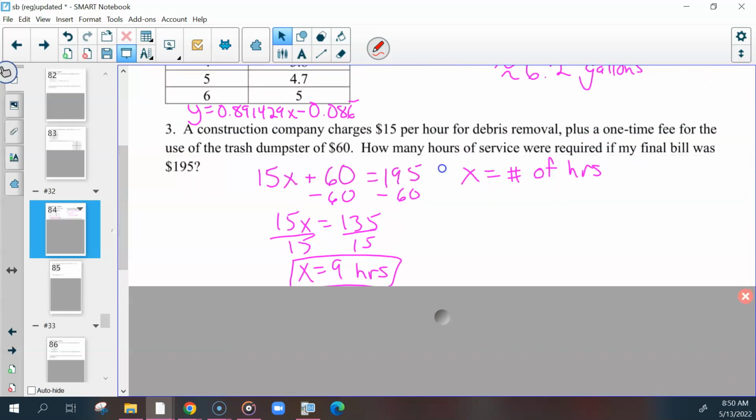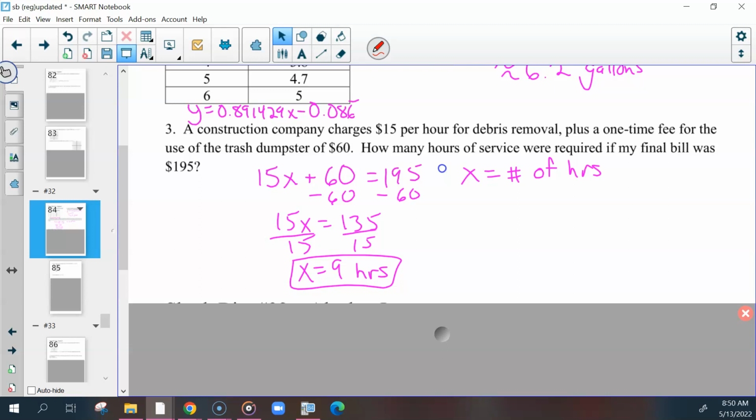I'm just going to show you. For number 3, you had to know what was missing, what we didn't know, and that was the number of hours. So we could say that x, we're going to multiply the number of hours by the 15, since it's 15 per hour. So it'd be 15 times x. It tells us we're adding a 1 times b is 60, so 15x plus 60. And we know the final bill or the total is 195, so that would be our equation, and then we can start to solve. And as we solve, we get 9 hours. Questions on that?